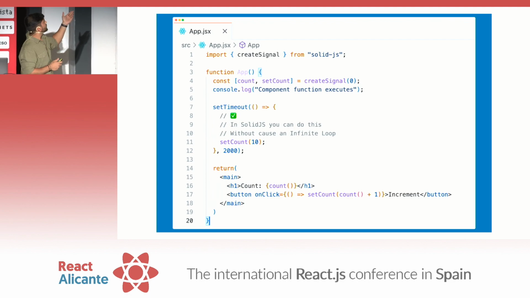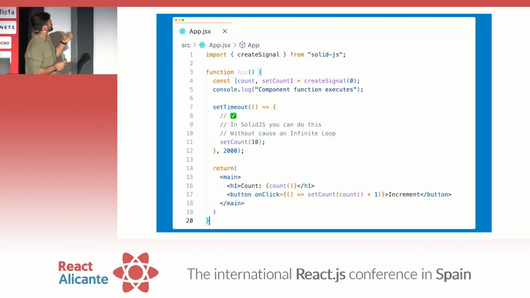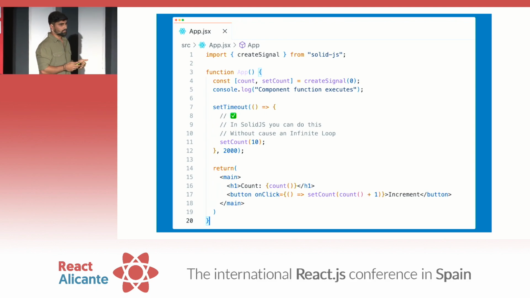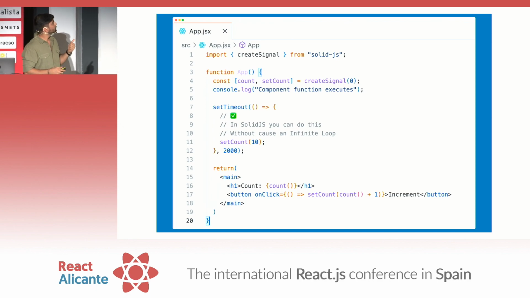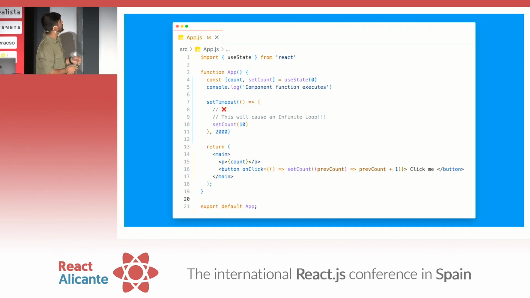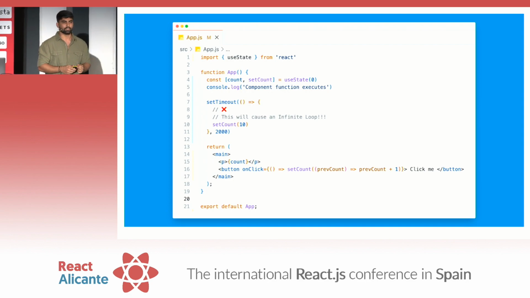Suppose, as the component renders only once, you set a timer function inside it that can update the state as well. It won't create an infinite loop. If you do the same thing in React.js, it will create an infinite loop and it will break the whole application.